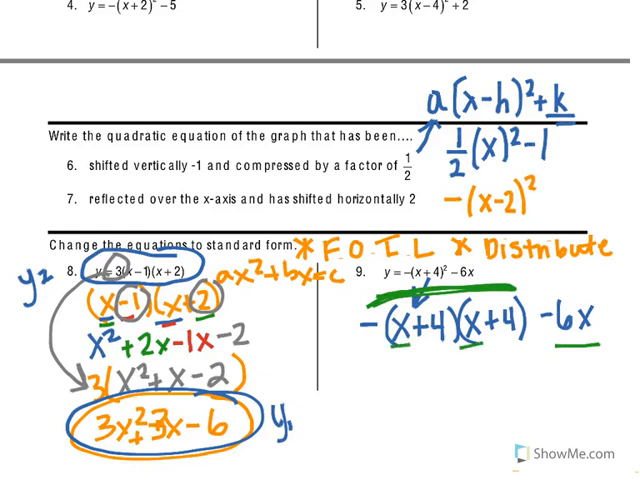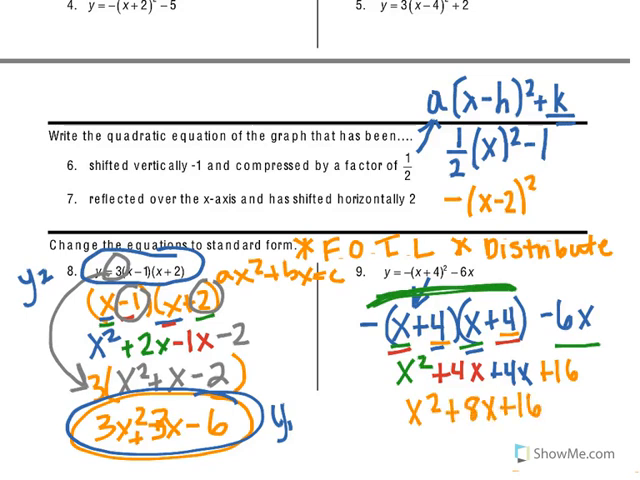So if we FOIL it, x times x, you get x squared. Then we do the outer, so x times 4 is 4x. Then you do the inner. So 4 times x, you get plus 4x. And then 4 times 4, you get 16. So you should get x squared plus 8x plus 16.